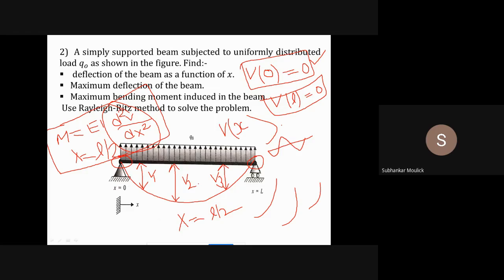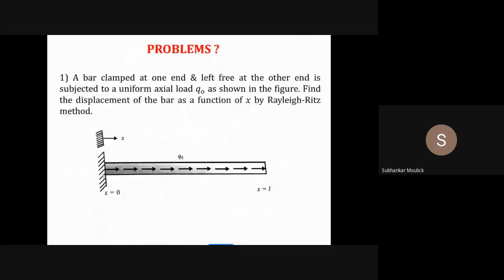So in this problem, the displacement field will be a polynomial function. But if you see in the last problem, due to this surface force Q naught, the beam has a tendency to move. All its nodes and elements have a tendency to move along one direction. Here, the pattern is not a sinusoidal curve. Are you getting the difference between the first problem and the second problem?